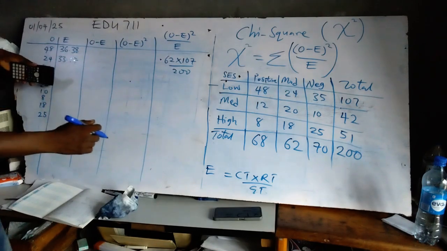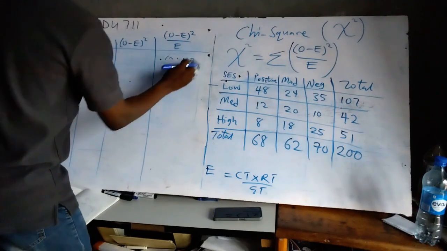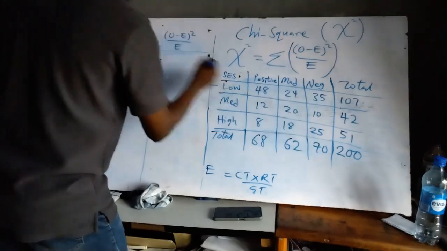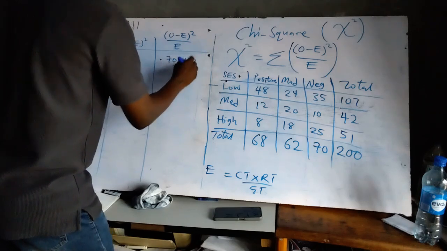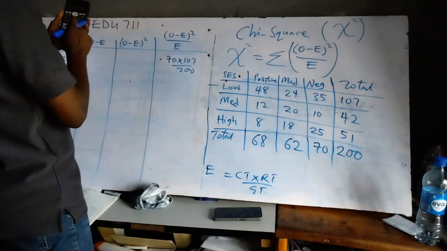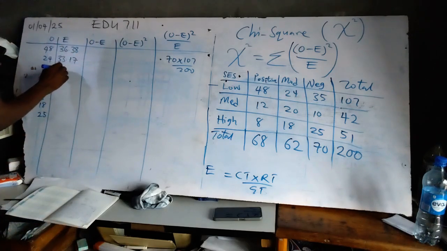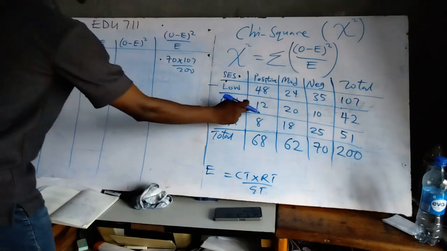The next is 35, which is the last on that row. You don't even need to clean it. 35. The column total is 70. 70 times 107 divided by 200. That's 37.45. So now we move to the next row, which is this second row.